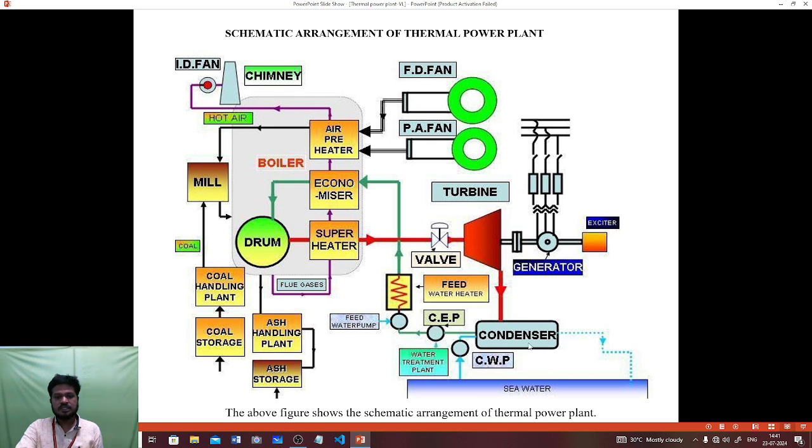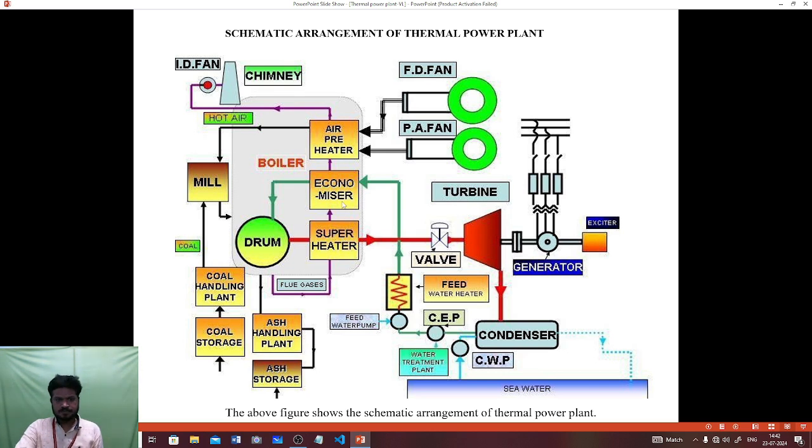By means of the condenser, the condensate water is handled by the cooling water pump and the cooling towers. The sea water is taken in, the condensate cooling process is carried out, and then it is sent to the water treatment plant, and then to the feed water pump. By means of the feed water pump, it is also sent to the economizer, and again returned to the drum, and it is a repeated cycle to be followed.